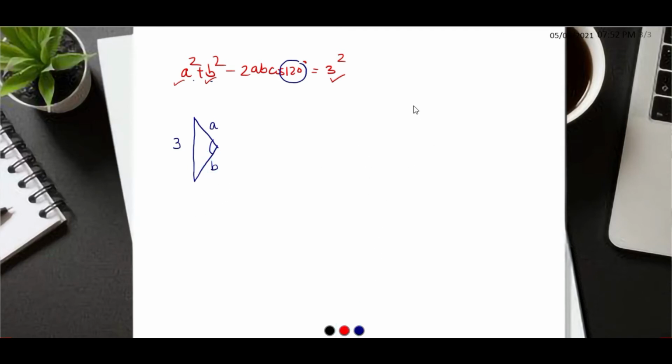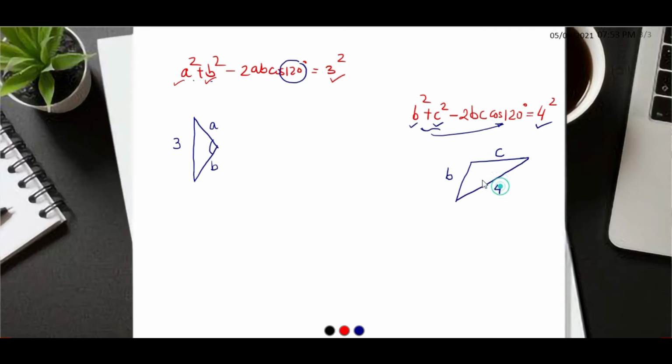Similarly, second equation. Now we need to make a triangle with sides b and c and the third side with 4 units, and the angle between b and c this time will be 120 degrees. So we can make it like this: b, consider this as c, and this is 4 and this is 120 degrees.